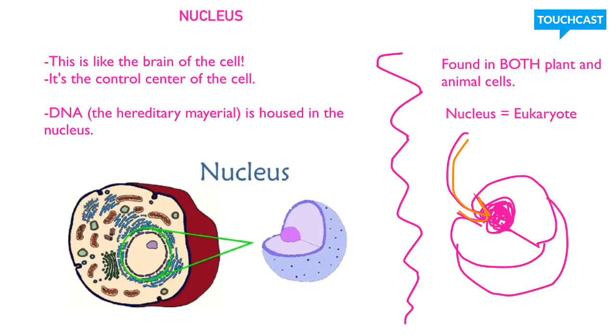First up, the nucleus. Found in both a plant and animal cell. If it has a nucleus, it's a eukaryote. This is kind of like the brain of the cell. It's the control center. It's where we house the DNA, that hereditary material, that should be a T, not a Y, that helps everything in the cell know what it's supposed to be doing.